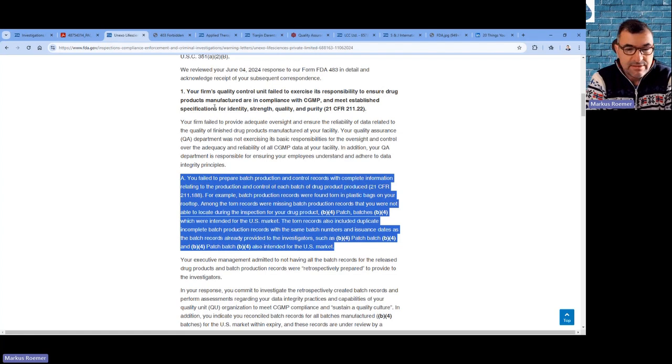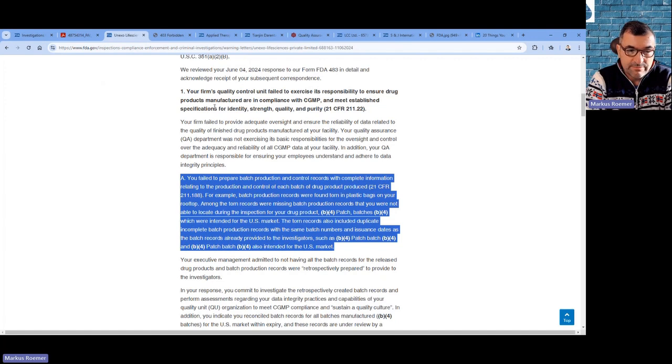There's no misinterpretation possible. So that's a warning letter where the US FDA, the agency, is writing, you failed to prepare batch production and control records with complete information related to the production and control of each batch of drug product produced. For example, batch production records were found torn in plastic bags on your rooftop. Hey guys, this is nothing to do with CGMP or any best practice. You cannot put batch records in plastic bags and throw them away.